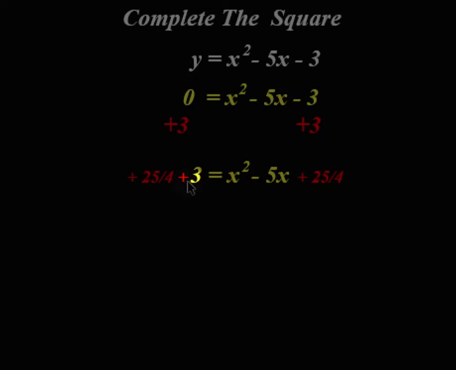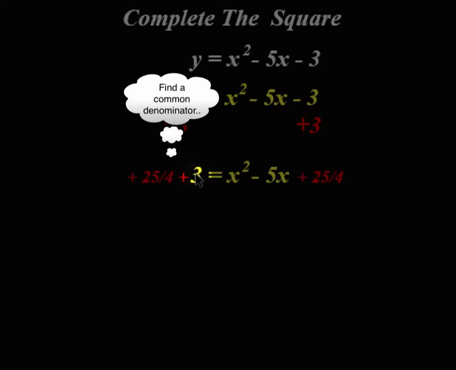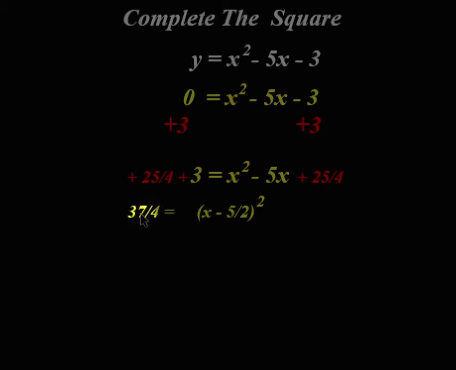Now I'm adding the 25/4. Get a common denominator over 4. The numerator will become a 12 here. So 12 plus 25 will end up giving you 37/4. So this is what you get whenever you combine, like I said, 37/4.